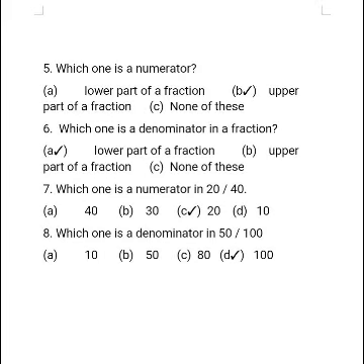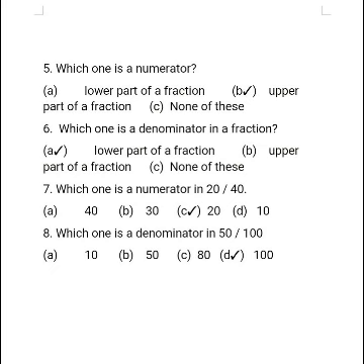Number 5. Which one is a numerator? A, lower part of a fraction; B, upper part of a fraction; C, none of these. From the definition of a numerator, we know it is the upper part of a fraction, so B is correct. 6. Which one is a denominator in a fraction? A, lower part of a fraction; B, upper part of a fraction; C, none of these. From the definition of a denominator, we have read and understood that the lower part of a fraction is known as the denominator, so A is correct, which is the lower part of a fraction.